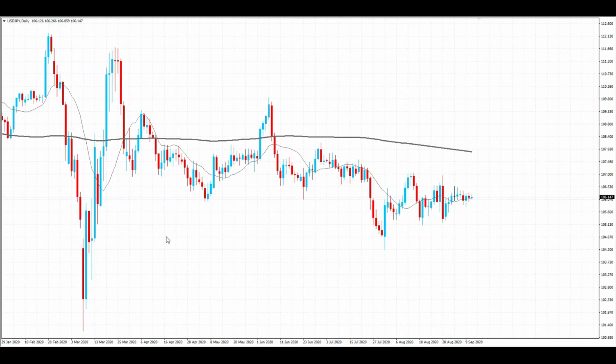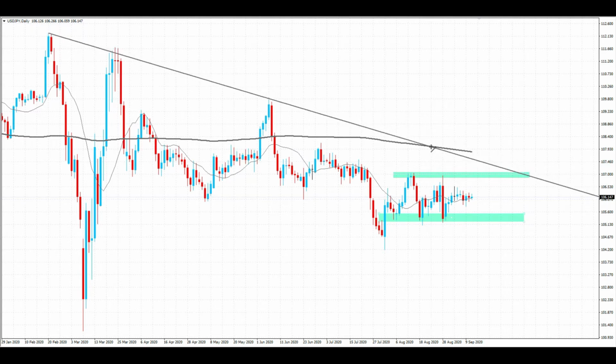Okay, so for USD JPY on the daily chart, you can clearly see we're still moving sideways. We've got our resistance up here and we've got our support of the market down here. Essentially moving sideways, we need a bit more direction in the market. We do have this trend line going through the daily chart here with three clear tests of the trend line. Got a test here, test there, and test there again.